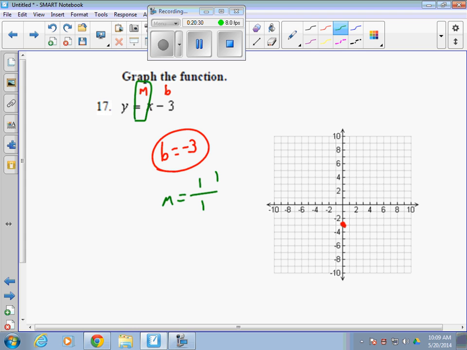That tells you to go up 1 and go to the right 1. So from -3, we're going to go up 1 and to the right 1. There's our second point. We have 2 points. We can draw a straight line connecting through those 2 points. And the equation looks like that.